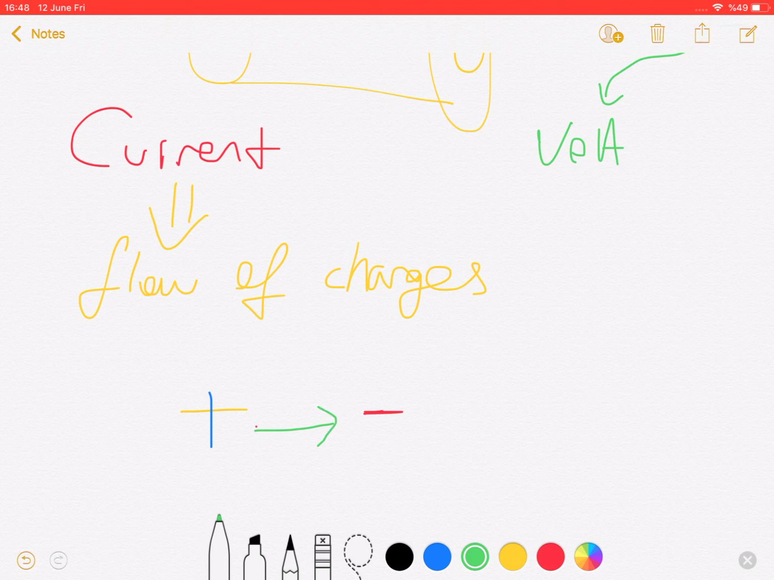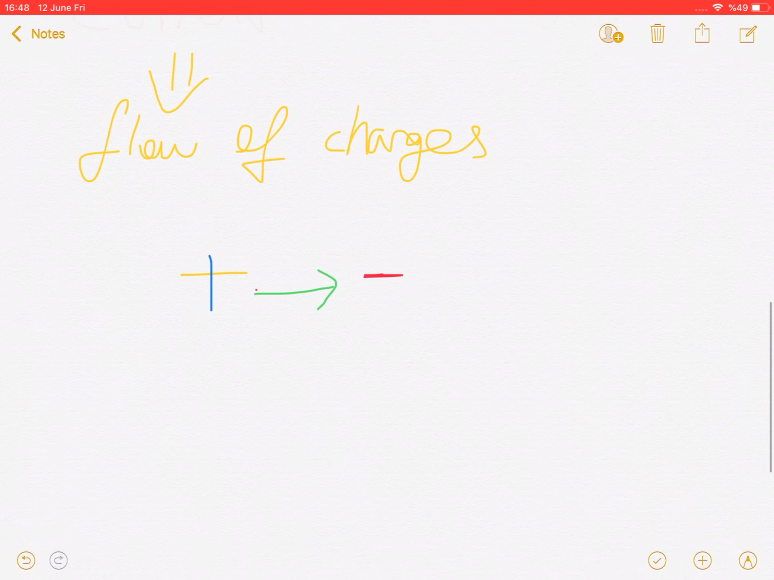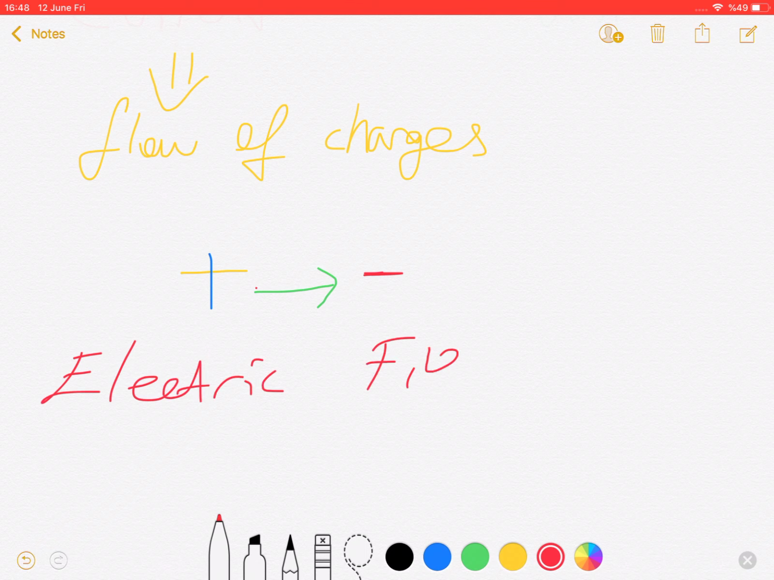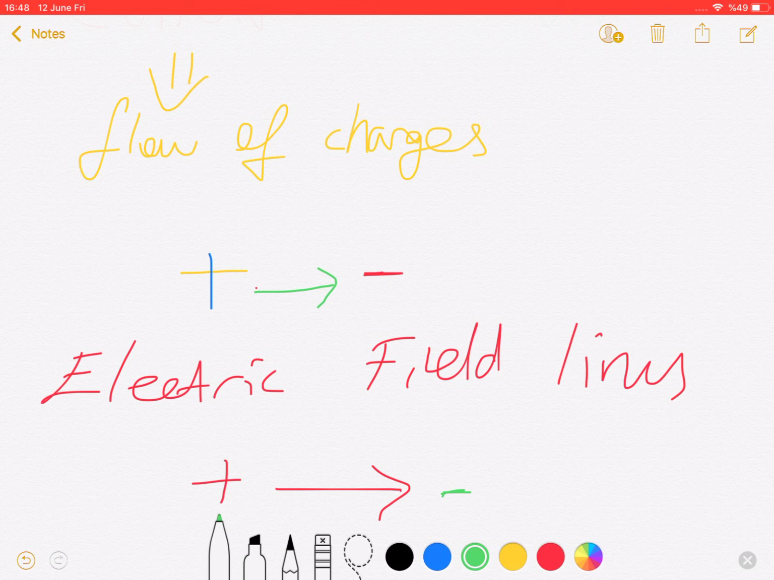We didn't talk about this before, but I have to mention it to get a really deep understanding. Let's give another terminology: electric field lines also flow from plus to minus. So if there's an electric field line, there is actually a flow of charges.